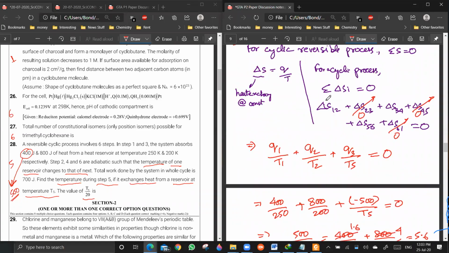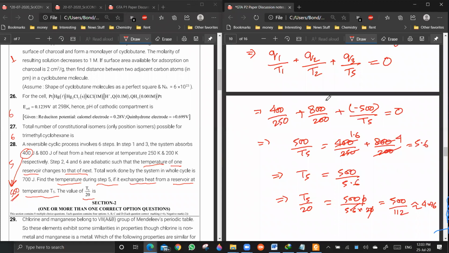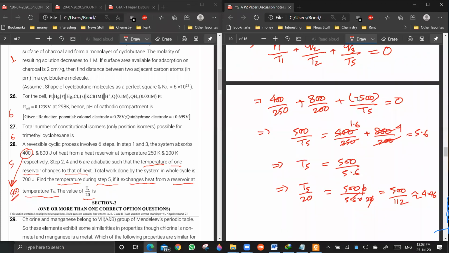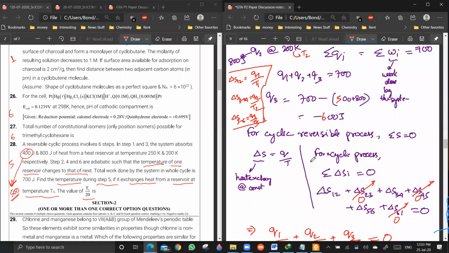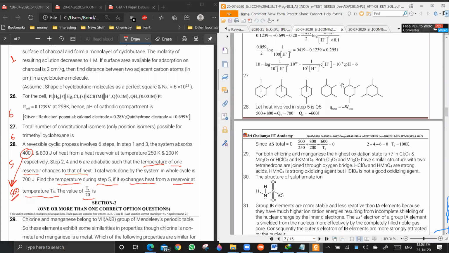Okay. So if it is 600 here, it will be 600 here also. And if it is 600 here, will it still come to an exact value? If you are taking 500, will it give an exact value? Yes.